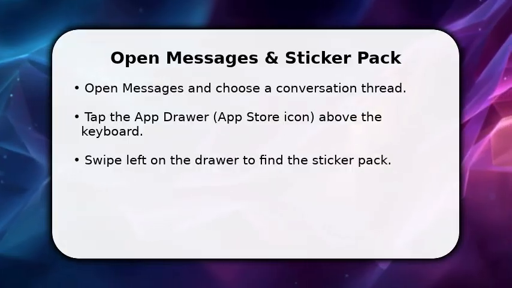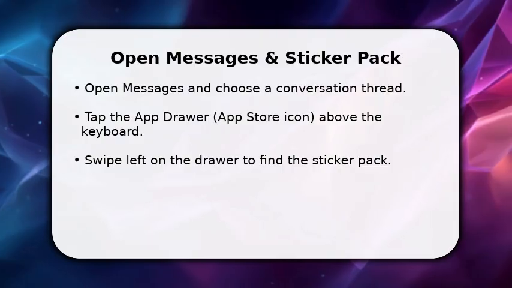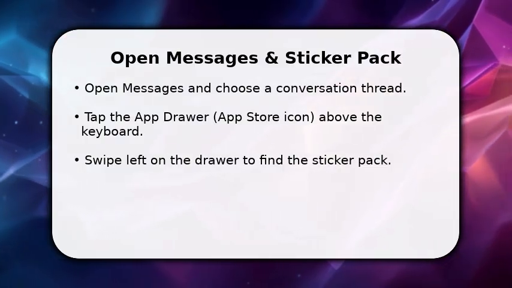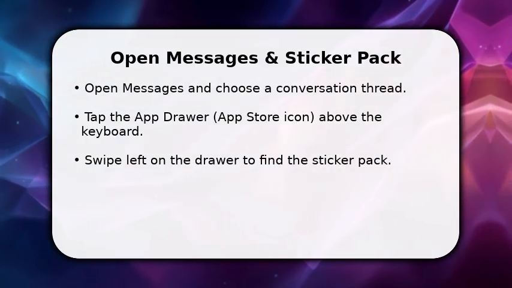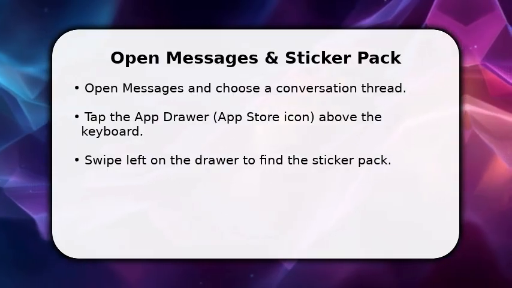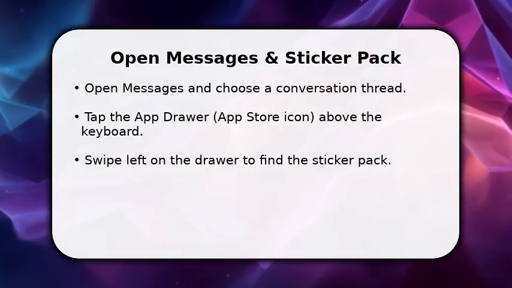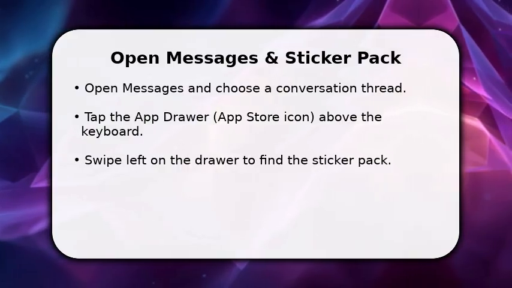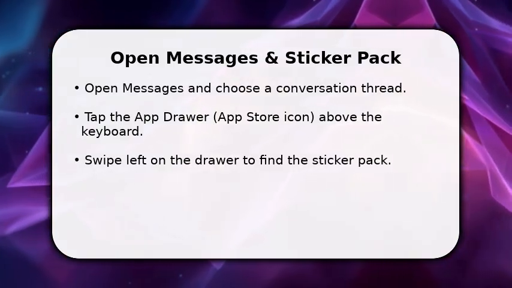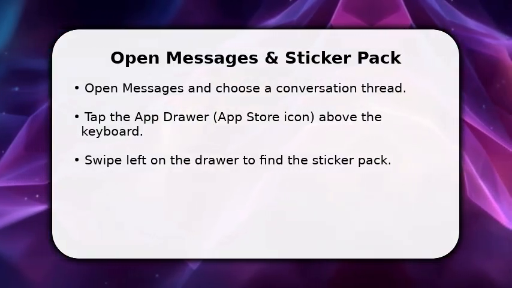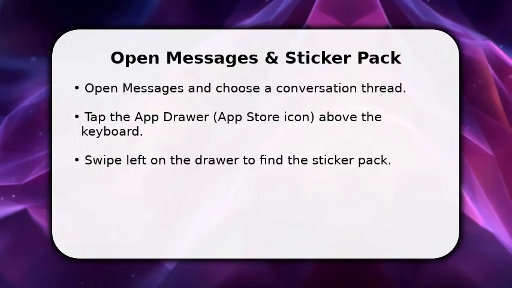You start inside Messages. Open a conversation so you can access sticker controls. Tap the app drawer icon next to the text field, then swipe the app row until you locate the sticker pack. Once done, press and hold any sticker from that pack to reveal options. This is how iOS distinguishes individual sticker actions versus pack-level management.